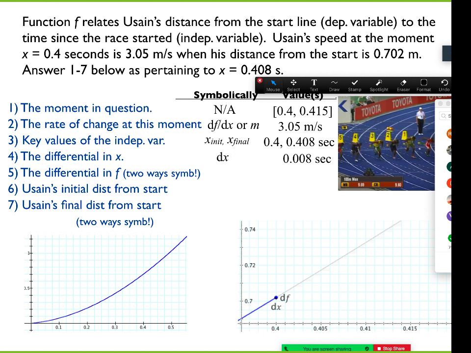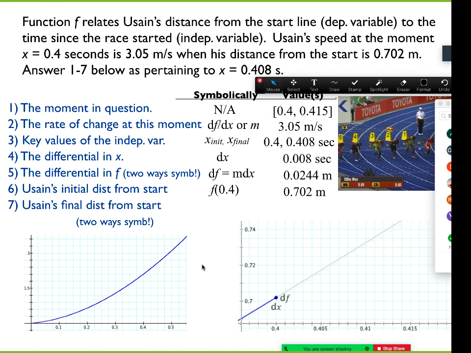Okay, so df, or m dx, or f final minus f initial. But this is really the way we're going to get it, because we don't know what f final is. Since we don't know what f final is, we're going to use m dx. So we multiply our 3.05 times our 0.008 and get 0.0244. His initial distance from start is f of 0.4, and the value is 0.702, which I gave you right here.